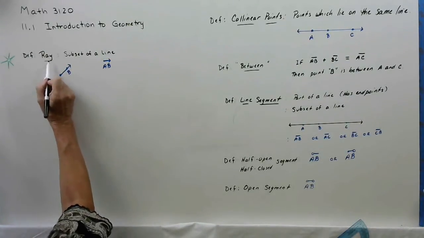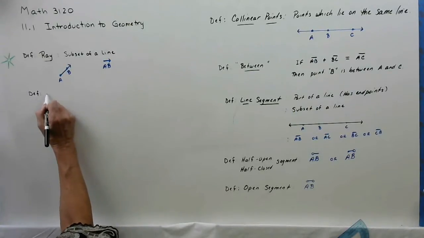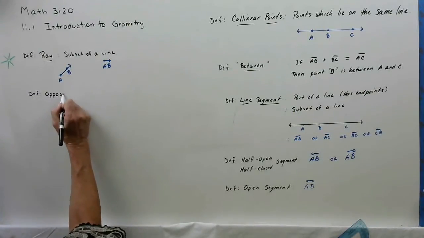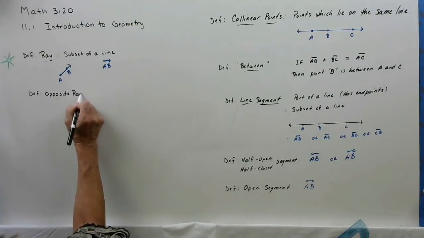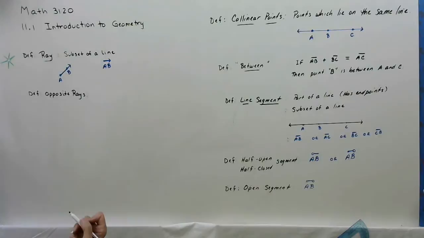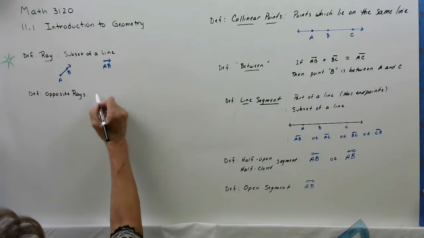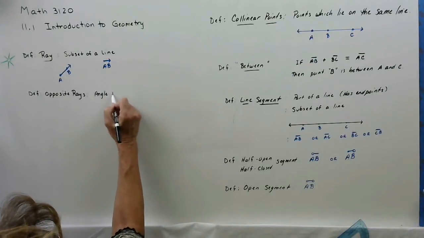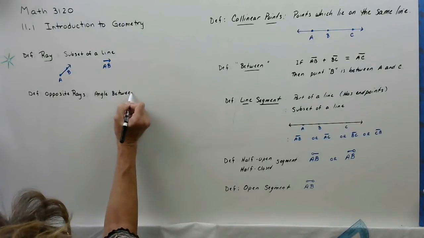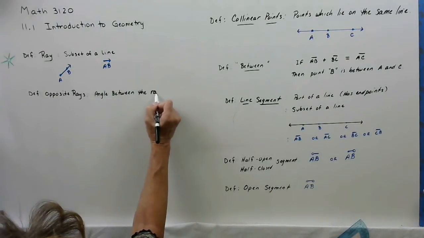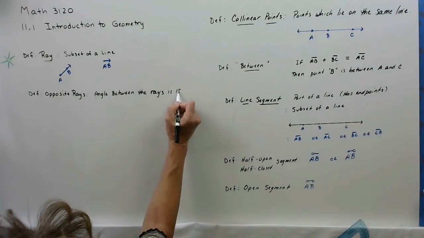Okay. And now let's talk about what we mean by opposite rays. So these are going to be rays, which is also part of a line. And opposite indicates that they go in opposite directions. So opposite meaning that they are 180 degrees apart. So the angle between the rays is exactly 180 degrees.